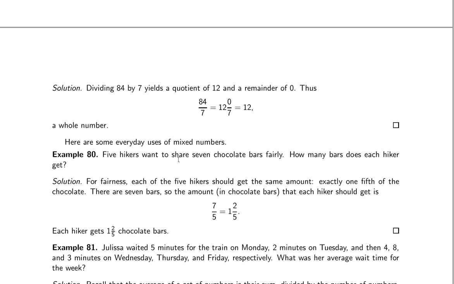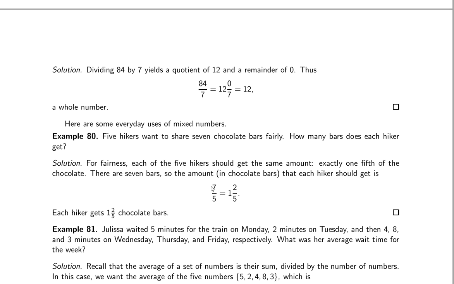Is it 5 divided by 7? No, you want to divide the 7 chocolate bars into 5 equal pieces. So we're really talking about 7 divided by 5, 7 over 5. Convert that into a mixed number. 5 goes into 7 one time, remainder 2. So 7 over 5 is equal to 1 and 2/5.